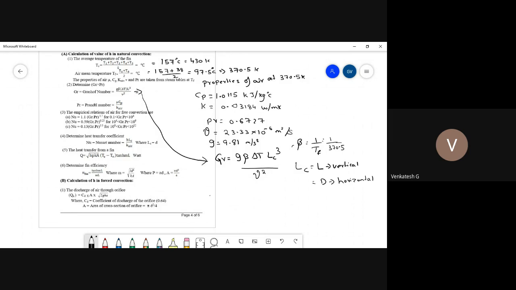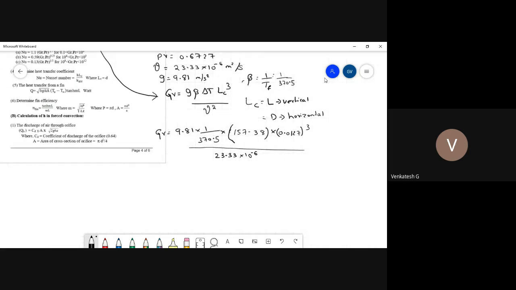Now we can substitute all the values. G is 9.81, beta is 1 by 370.5, into delta T, the surface temperature minus ambient temperature, so 157 minus 38. Next, what is LC? Here the fin is in horizontal position, so we take the diameter of the fin, which is 1.27 centimeters. Converting that into meters, it is 0.0127, whole cube, divided by the kinematic viscosity squared, 23.33 into 10 power minus 6.